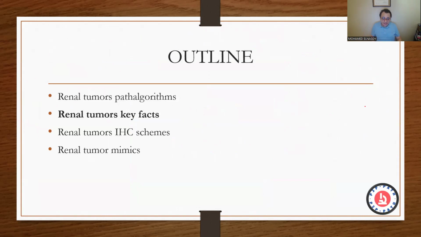So key facts. For the key facts, we still have the basaloid that we didn't cover, and we still have the spindle that we didn't cover. So these are the things that we are going to cover right now.